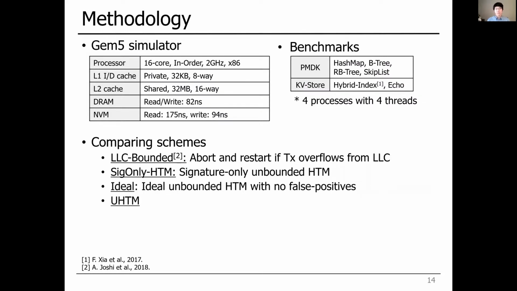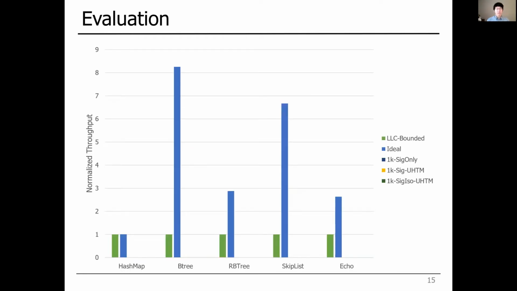This is our methodology. We used the gem5 simulator to evaluate UHTM. All experiments were performed with a 16-core configuration, and we evaluate UHTM against state-of-the-art durable HTMs, that is, LS-bounded and signature-only HTM. We also compare UHTM with the ideal unbounded HTM that has no false positives in conflict detection. Throughput is normalized to the LS-bounded HTM. First of all, I would like to explain how much the ideal unbounded HTM outperforms the LS-bounded one, which demonstrates the need for unboundedness.